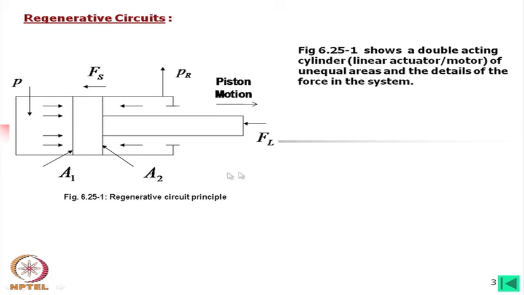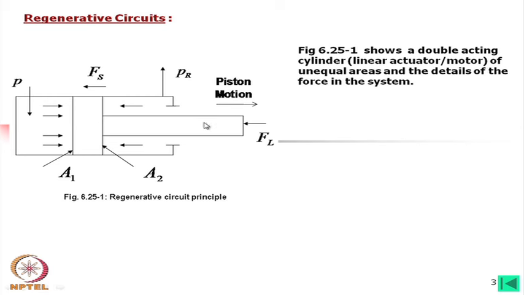Now, in this figure, we will find a double acting cylinder, a linear actuator or motor, of unequal area, and the details of the forces in the system. You should remember this term double acting. Double acting means it is acting in both ways. It can do work while moving in the forward direction, and also in the return motion. However, in most cases you will find the return load is usually less.